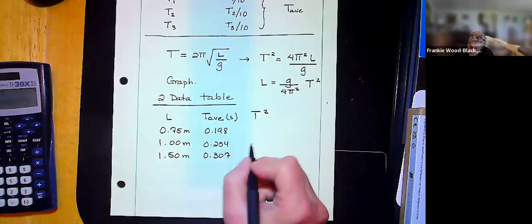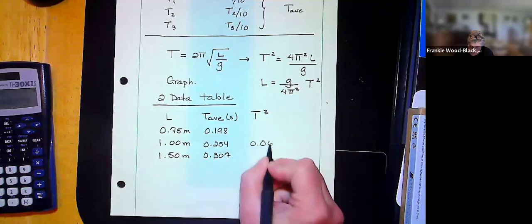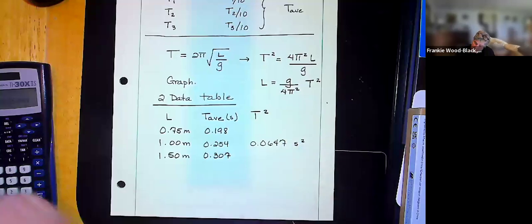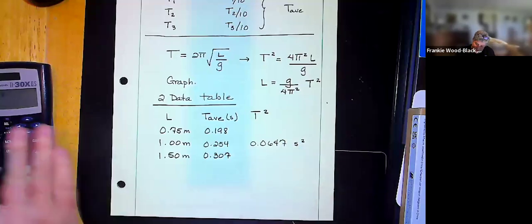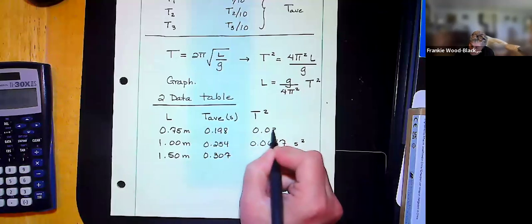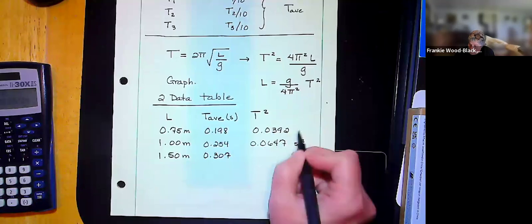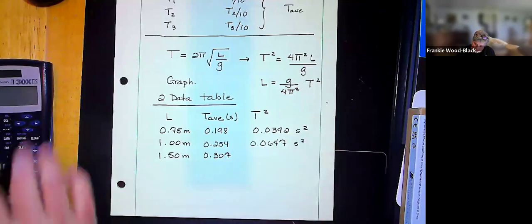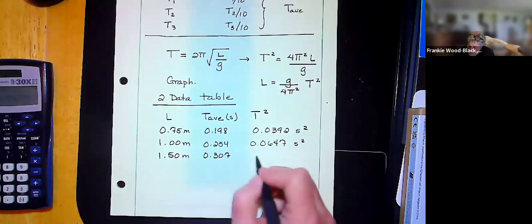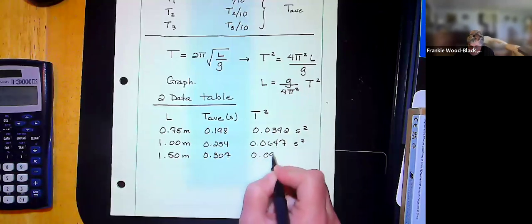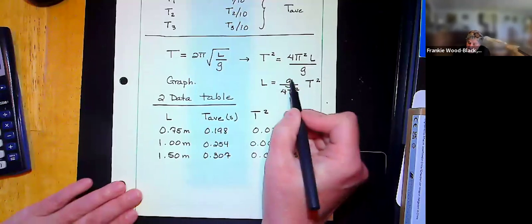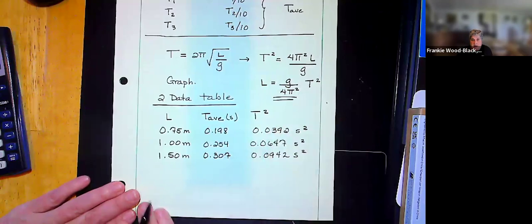So this will be like 0.0647, and that's in seconds squared. I'm going to get 0.0392 seconds squared. And I'm going to get 0.0942 seconds squared. To find g, I'm going to have to do my graph.